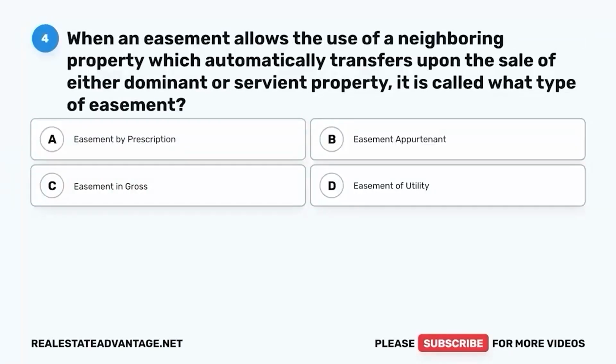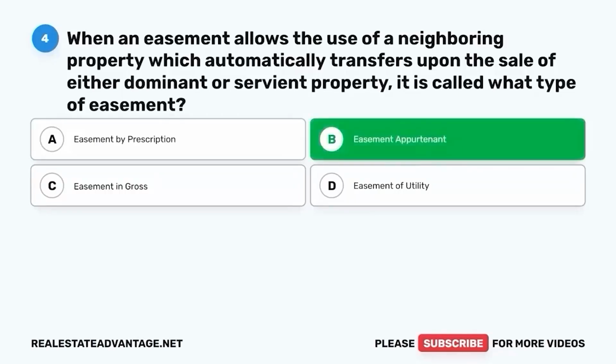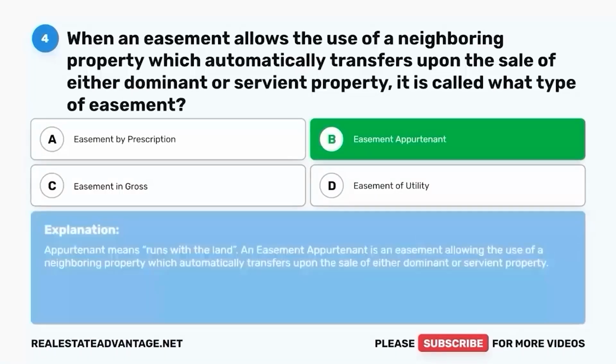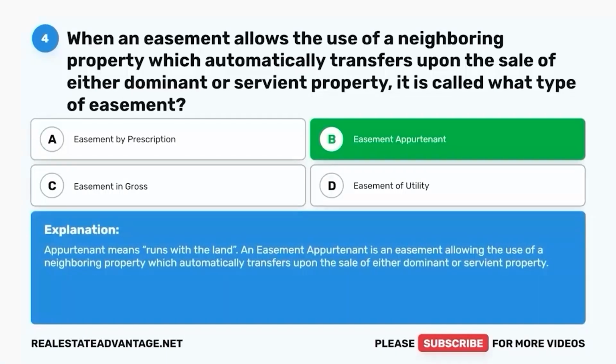Question 4. When an easement allows the use of a neighboring property which automatically transfers upon the sale of either dominant or servient property, it is called what type of easement? A. Easement by prescription. B. Easement appurtenant. C. Easement in gross. D. Easement of utility. The correct answer is B. Easement appurtenant. Appurtenant means runs with the land.